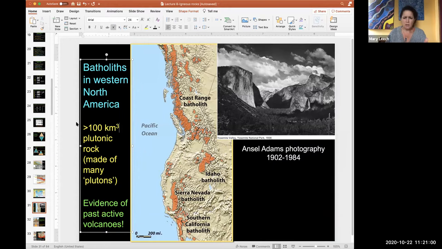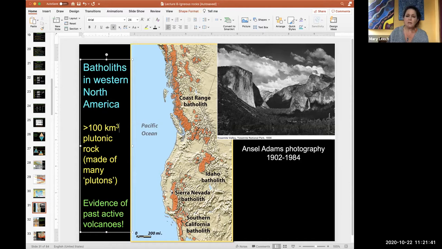A batholith is made up of many smaller plutons. A pluton is basically a small body of magma. So you have a little pluton, a little body of magma, and many, many hundreds of those growing and coming up from that subducting slab. This is before the San Andreas, right? This is like 65 to 6.5 million years ago, we're talking. This is when the Farallon plate was still subducting beneath North America, and there were volcanoes erupting.